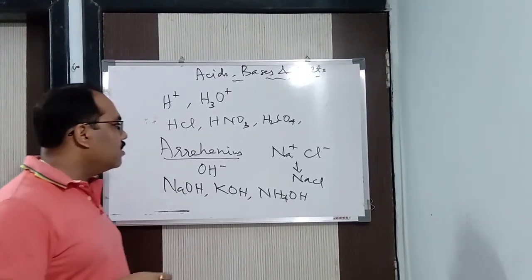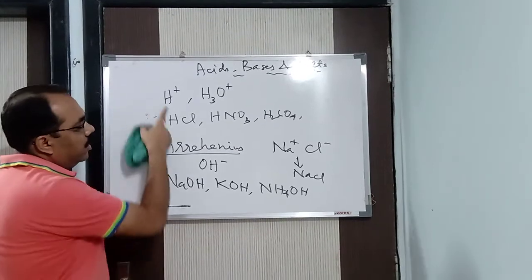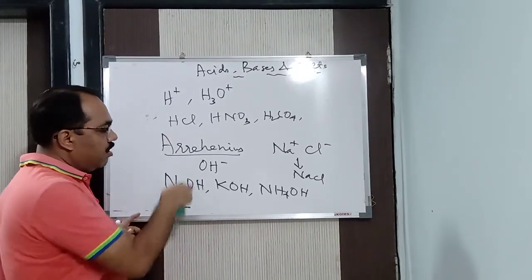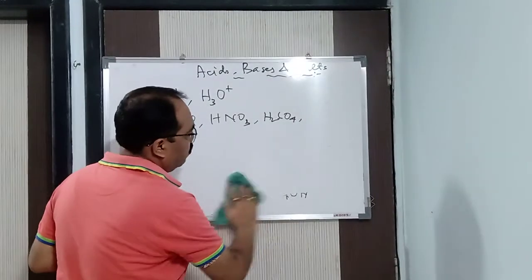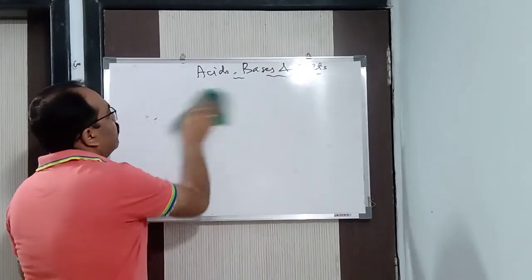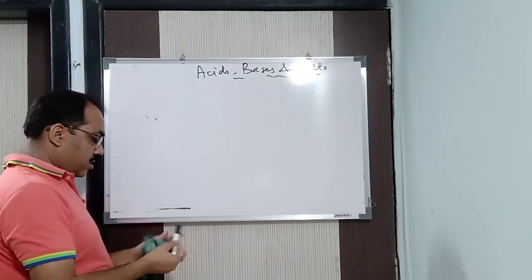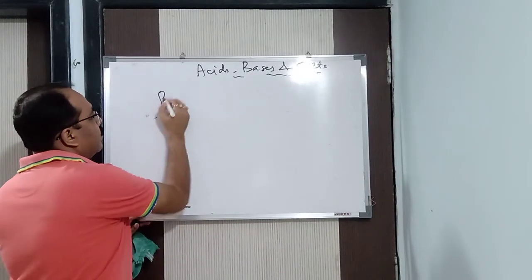Now I have given you the definition of acids and bases on the basis of the Arrhenius concept. Another scientist also gave a concept, that is Bronsted-Lowry. We can say the Bronsted concept also.